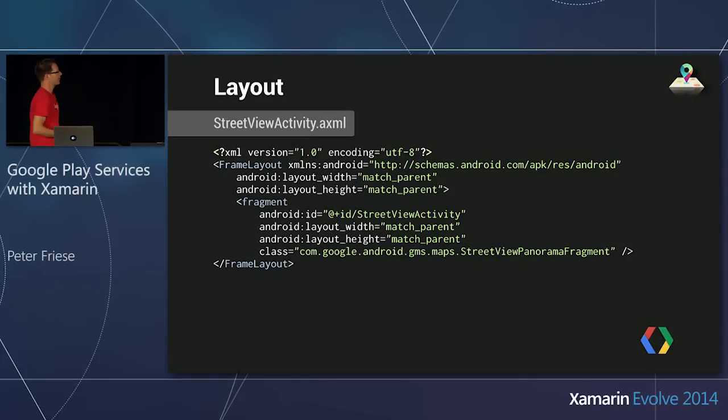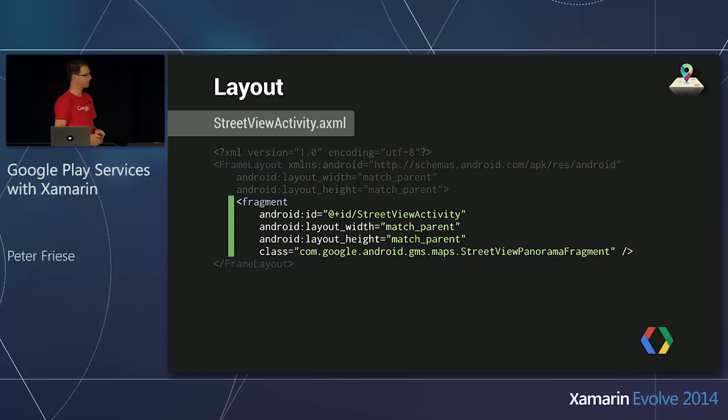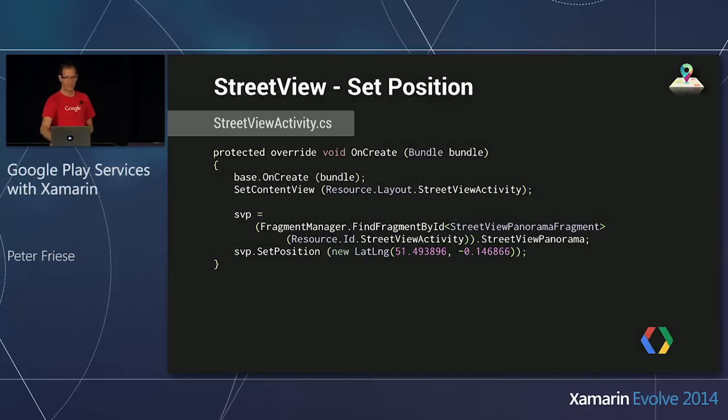So in order to use Street View in your application, you have to set up a layout like this. So we've got a Street View panorama fragment that you just can reuse like this. And then in your onCreate method, you basically connect the view, and then you find the fragment, and then you can just set the position. So in order to set the position, you send in just latitude and longitude, and you can use Google Maps for finding out the latitude and longitude of interesting places if you just go into your browser.